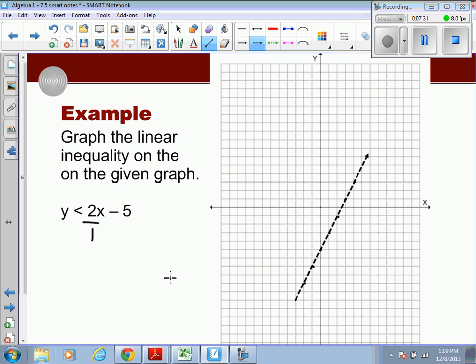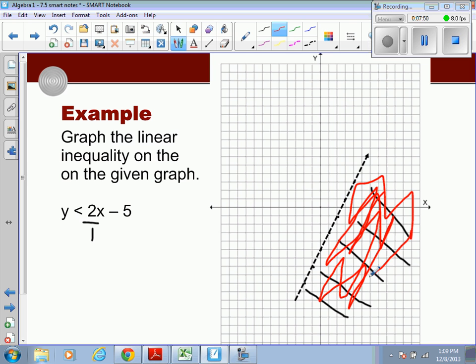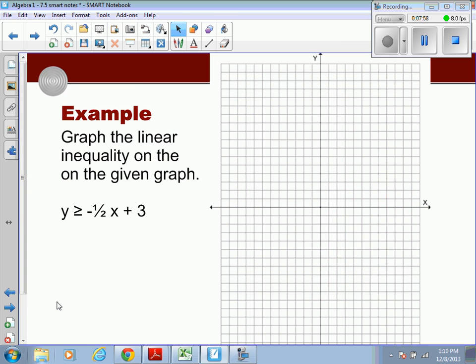All right. Now, because it is less than, we will end up shading below the line. So below is in this direction. And again, we could use whatever tool we want to show just a shading below that line. And this represents all the ordered pairs that make this inequality true. We take a look at the next example.